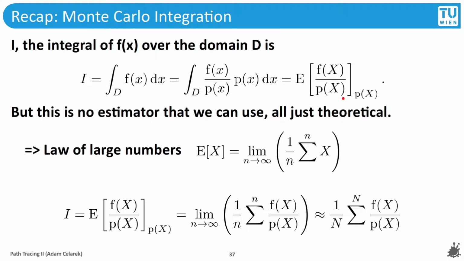That is not an estimator, as we have no procedure to estimate yet, but we can use the law of large numbers to turn that into an estimator. The law of large numbers tells us that the average of an ever-increasing number of samples x is the expectation. When we apply that to our stochastic variable f over p, we get the Monte Carlo estimator, which you see in here.